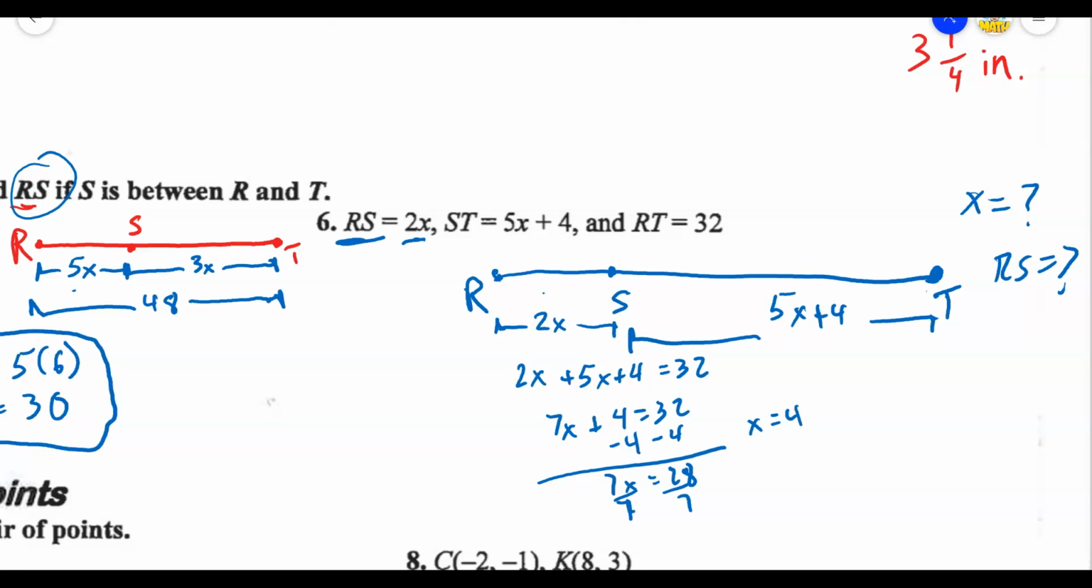So if x is 4, then that's our first piece of the puzzle here. We know that x is 4. So if x is 4, what's RS? So hopefully you said RS would just be 2 times 4. We know x is 4 now, so that should be 8. That's our two answers.